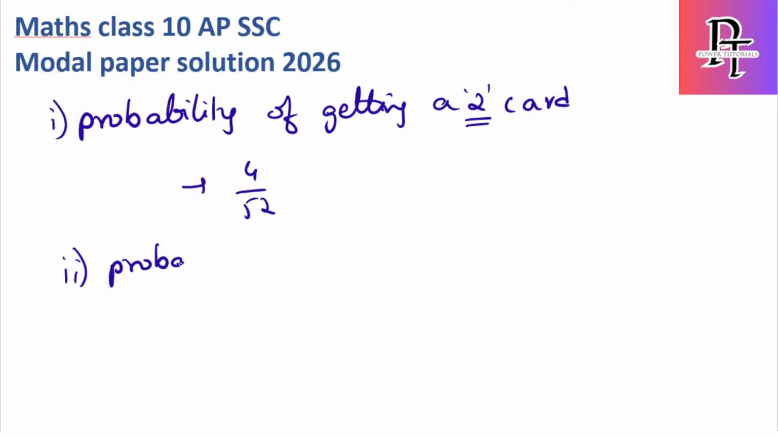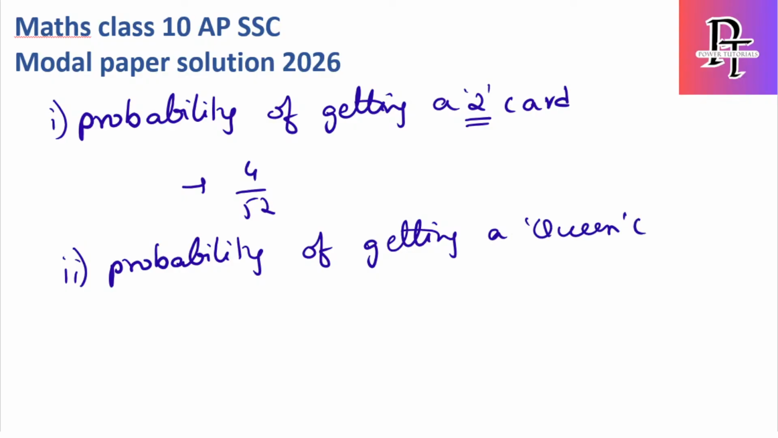So second, probability of getting a queen card. This is also 4 by 52. Why? Because we have 4 queens. Okay, same as the last one. 2 more, so I'll write in the next slide.